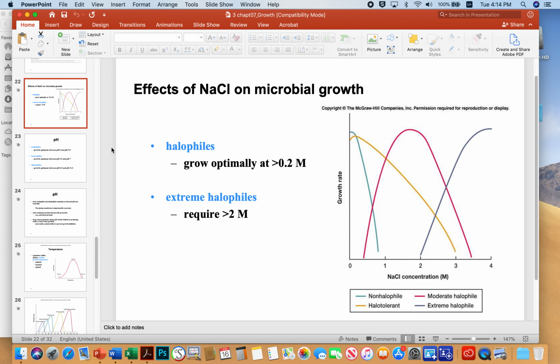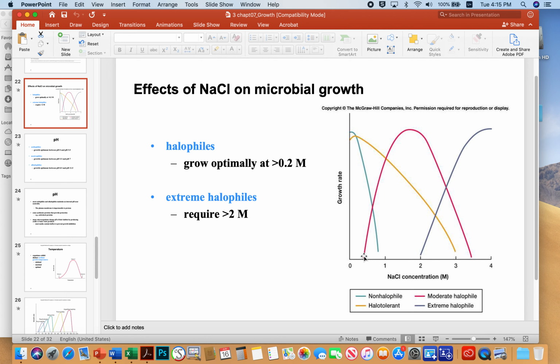So this is just looking at sodium chloride effects on growth, and here on this y-axis is growth rate, some arbitrary growth rate, and here's concentration of sodium chloride, and you're basically looking at a couple different kinds of microbes relative to their salt tolerance or lack thereof. So again, here's a non-halophile microbe that just drops right off the face of the earth in terms of growth when salinity is raised slightly.